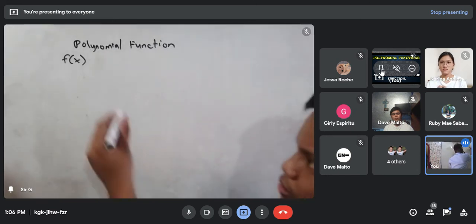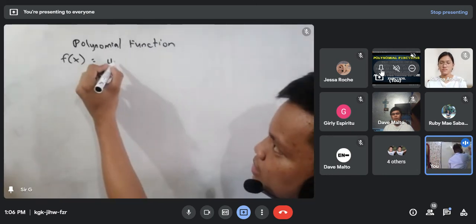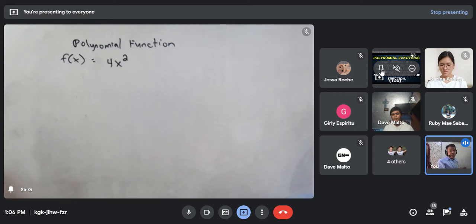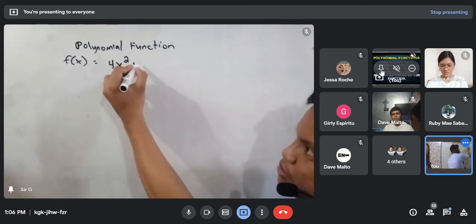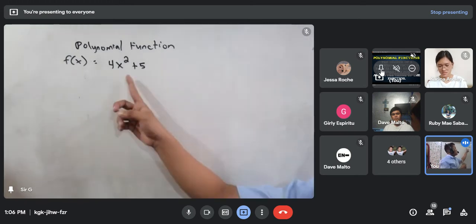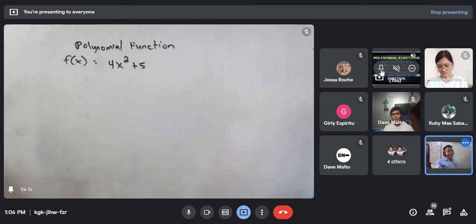So ngayon meron tayo, for example, 4x squared plus 5. Polynomial yan. So ano yung tawag natin dito? Ano kaya yung tawag kapag 5? Part of polynomial. What do we call the 5? Hello. So that will be the constant. Okay, very good. That will be the constant.